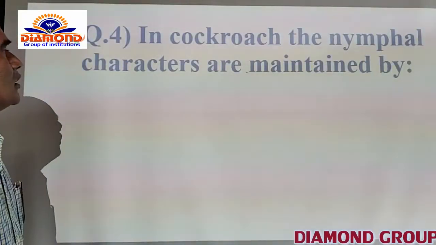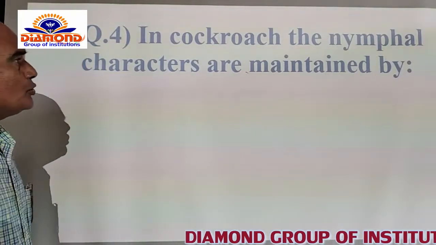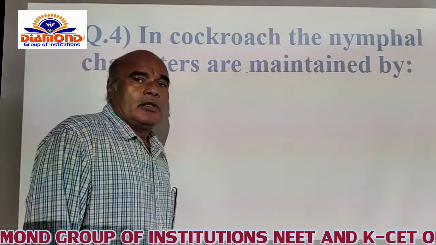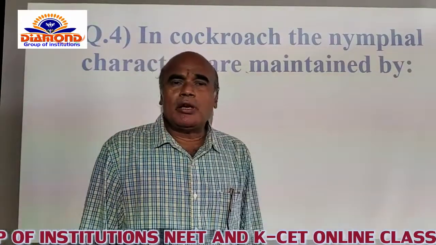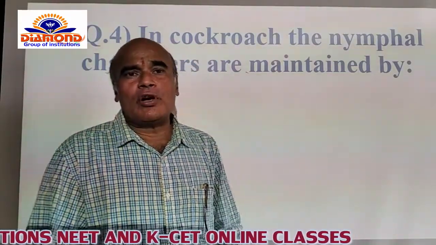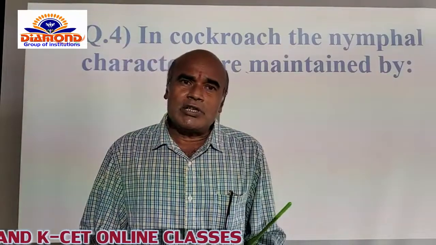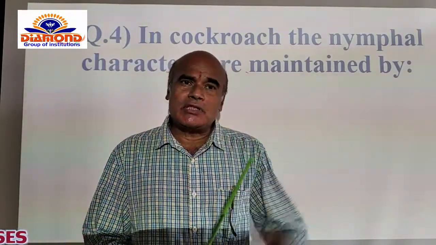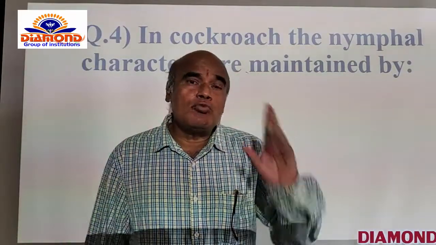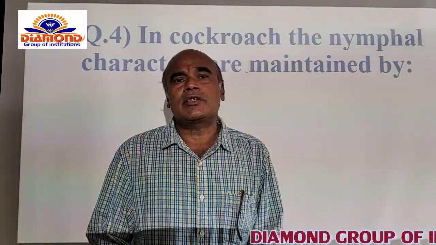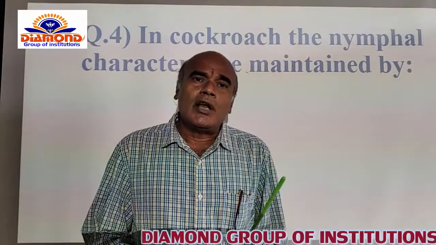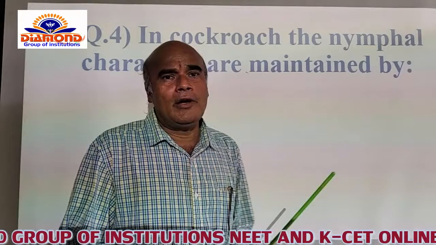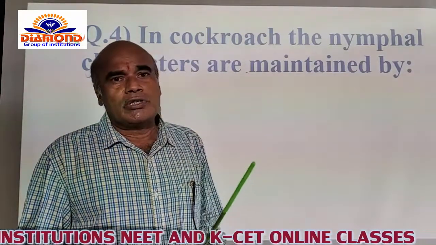And after that, now you go for the next question. In cockroach, the nymphal characters are maintained by... you know that during the development, in the life history of the cockroach, the larval stages are simply called the nymphal stages. The nymph systematically undergoes 13 molts to attain the adult stage itself. And of course, the larva systematically undergoes metamorphosis to attain the adult cockroach itself.